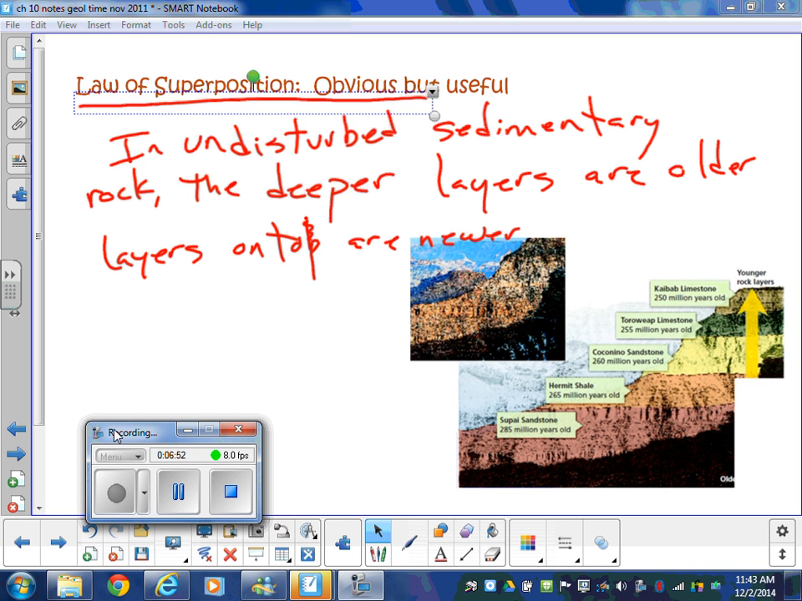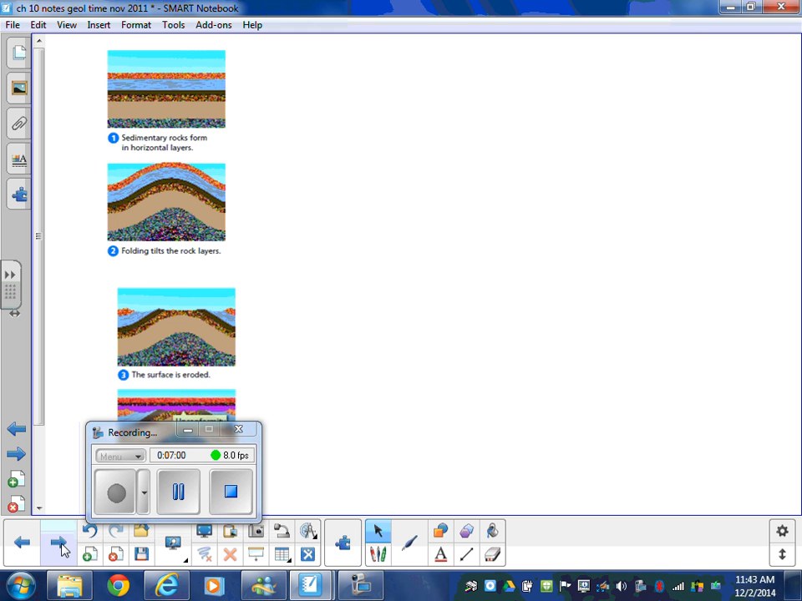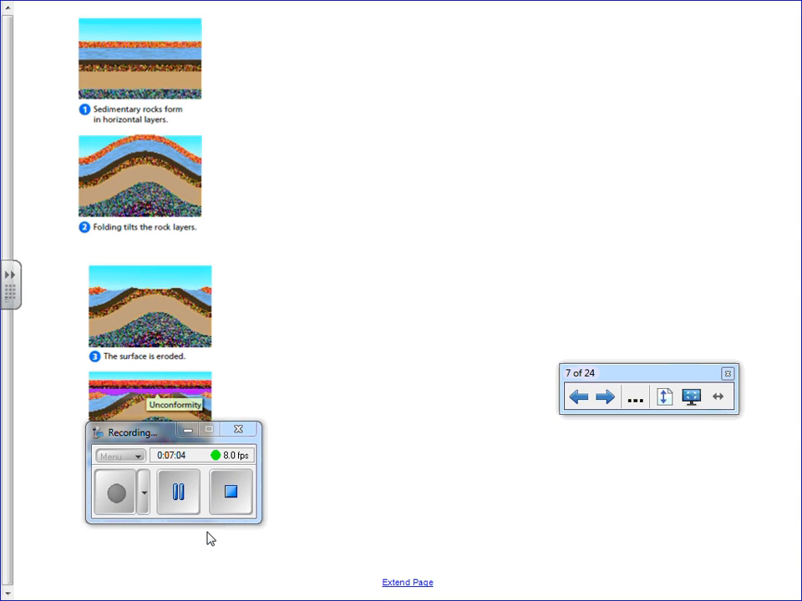Now you might be thinking, undisturbed sedimentary rock, what does that mean? Well, what that means is that sedimentary rock would form in horizontal layers, of course. This is undisturbed sedimentary rock. So which layer is the oldest?